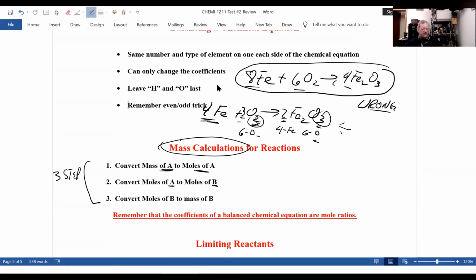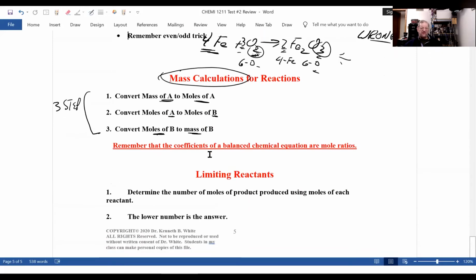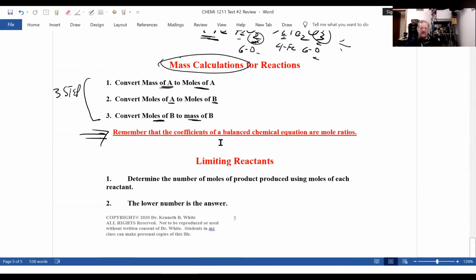And we'll go through this all in a little while after the break when I go through chapter 8 practice problems. And here we'll do finally, because you want to get grams, moles of B to grams of B. We've already done everything but 2 in the practice problem. Remember, the coefficients in a balanced chemical equation are mole ratios. And the last thing I'll talk about in the review is limiting reactants.